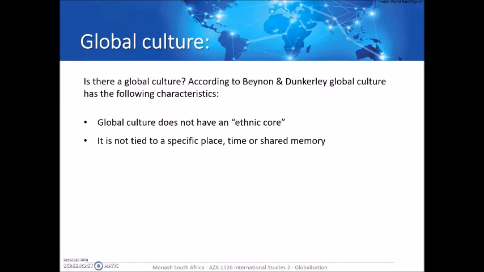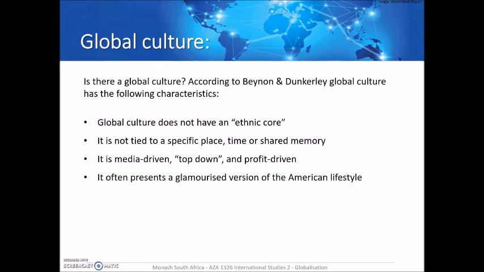They also argue that global culture is not tied to a specific place or to a specific time or to a shared memory and a shared history. It is media driven. It is therefore top down and also profit driven. It often presents a glamorized version of the American lifestyle.